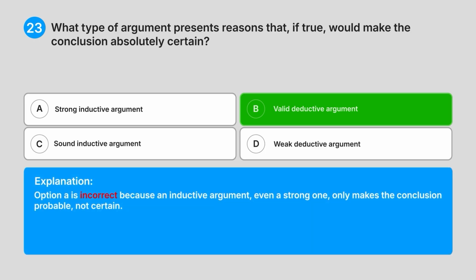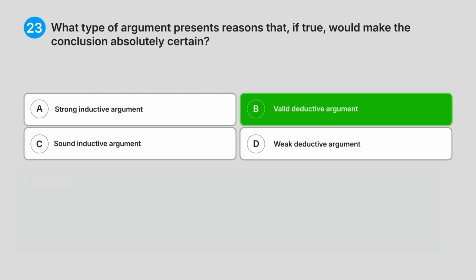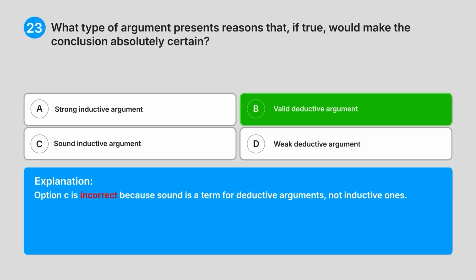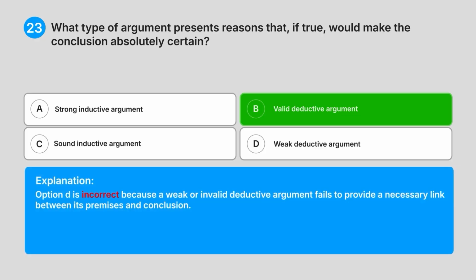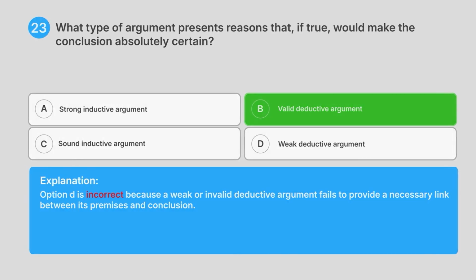Option A is incorrect because an inductive argument, even a strong one, only makes the conclusion probable, not certain. Option C is incorrect because sound is a term for deductive arguments, not inductive ones. Option D is incorrect because a weak or invalid deductive argument fails to provide a necessary link between its premises and conclusion.